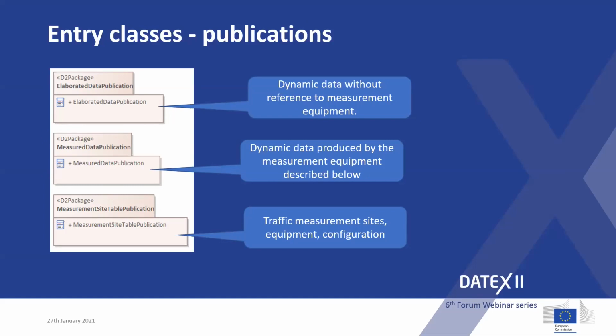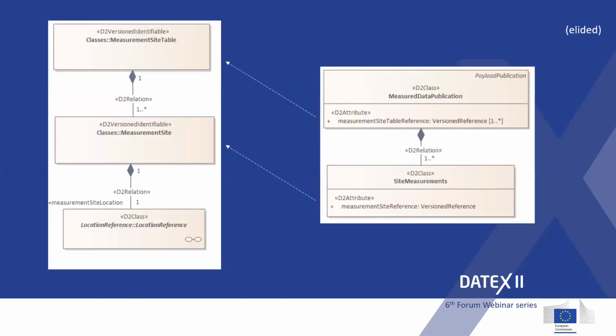For example, one I tend to think of is a journey time produced by aggregating from individual floating vehicle data. So there's no specific measurement site which has produced that data. So you publish that in an elaborated data publication. So those are the 3 things you can do with road traffic data.